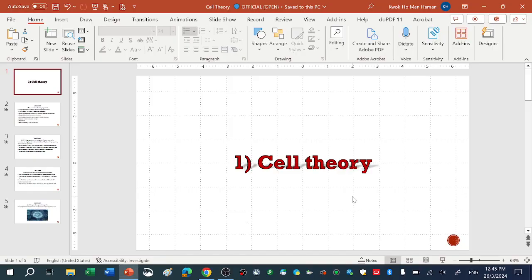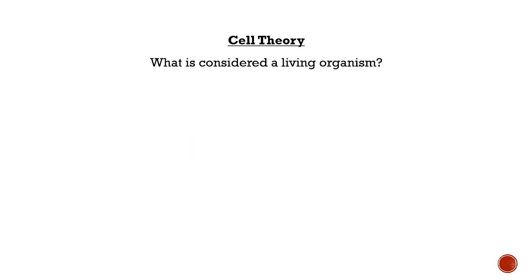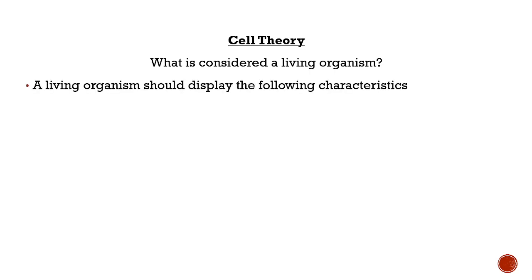Right, so this is the first video of the lecture for organelles and cell structure. We're going to look at the cell theory. But before even looking at the cell theory, we are going to look at what is considered a living organism, what is considered alive. For a living organism to be considered alive, it must display 7 characteristics.